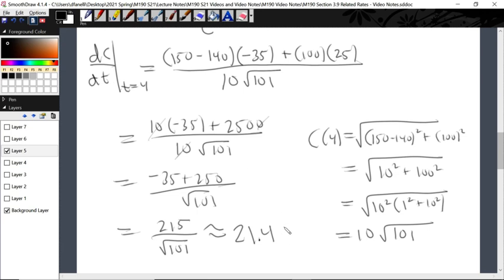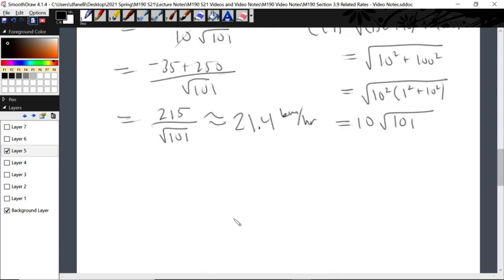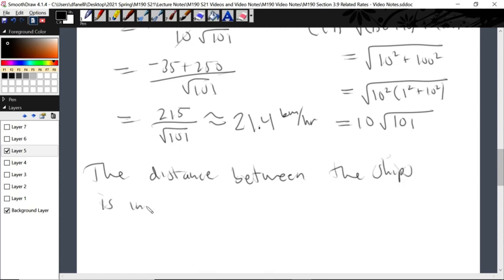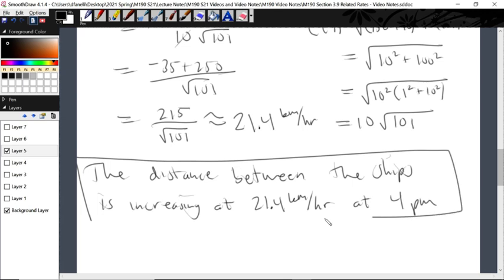So this is the rate of change of the distance between the two ships. Because this quantity is positive, we see that the distance is increasing. So the distance between the ships we found is increasing at a rate of 21.4 kilometers per hour at 4 p.m.